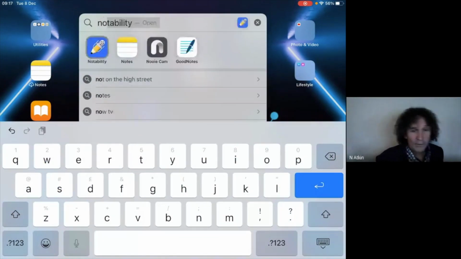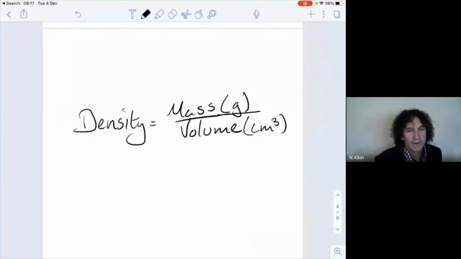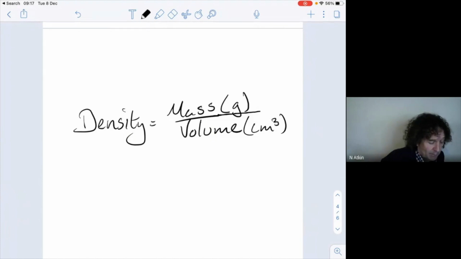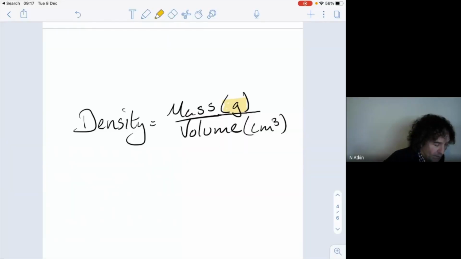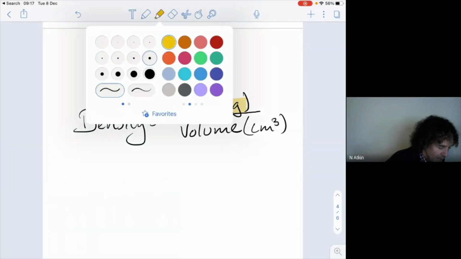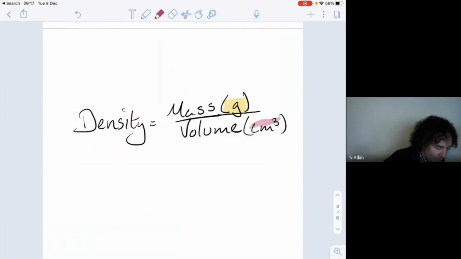Okay, so what we have is a formula. Density is mass divided by volume. There are a couple of things I want you to notice about this. Mass, remember, is the amount of matter in a body, and is measured in grams or kilograms. Volume is measured in centimeters cubed.